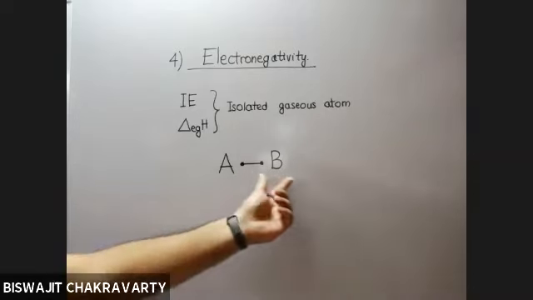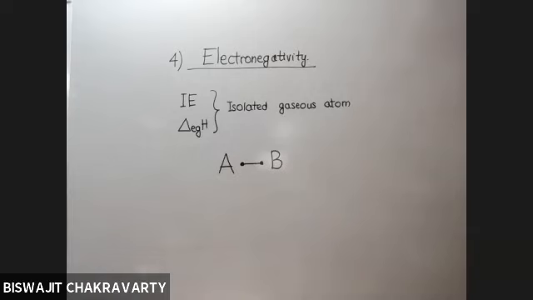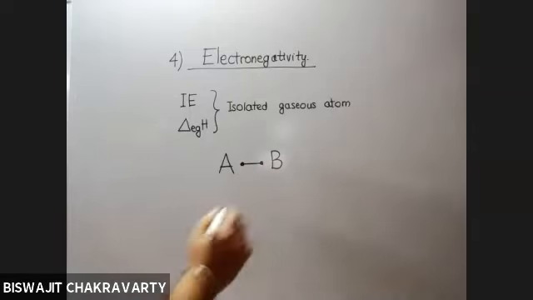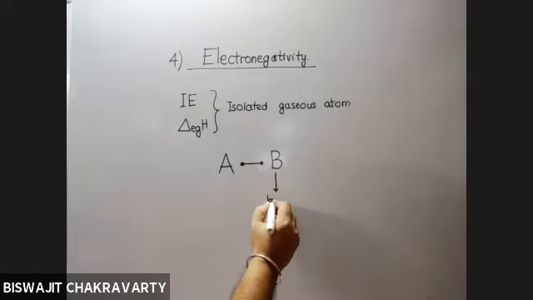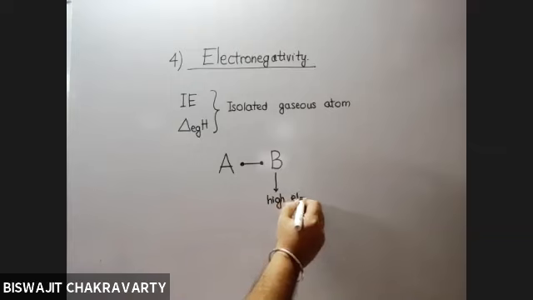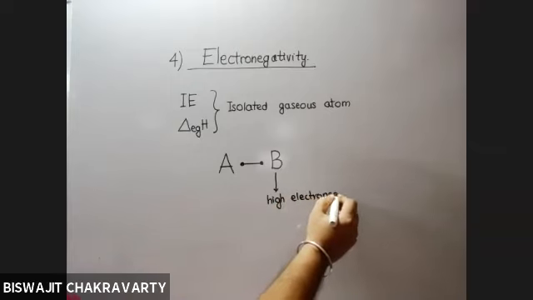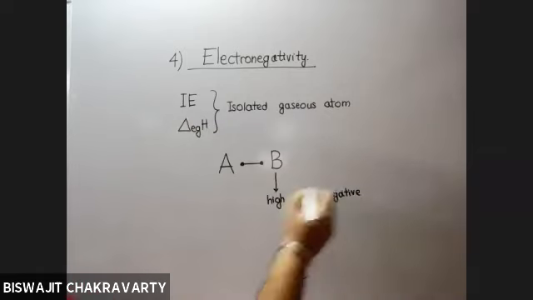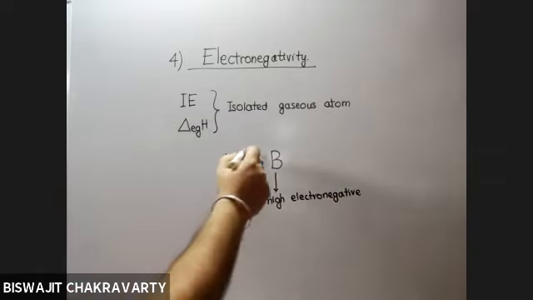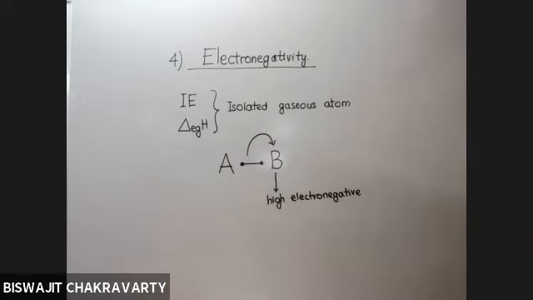Now, every atom is different, and every atom, due to their difference in behavior in terms of atomic size, nuclear charge, and all factors taken together, has been found to have a different affinity, love, and attraction for electrons. Say, if I call B as high electronegative, it means that B has more tendency of attracting the shared pair of electron towards it.